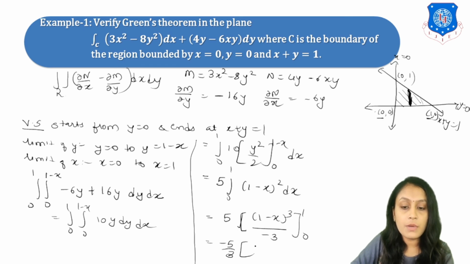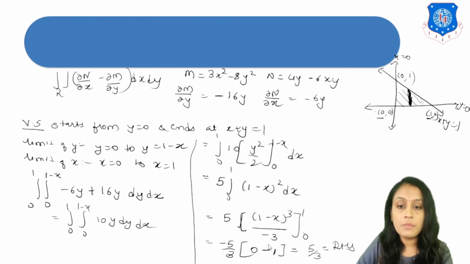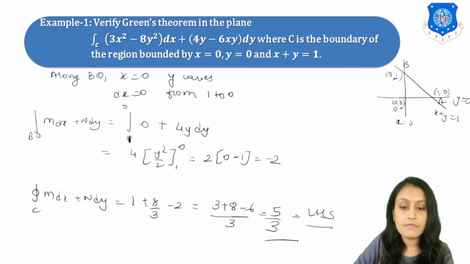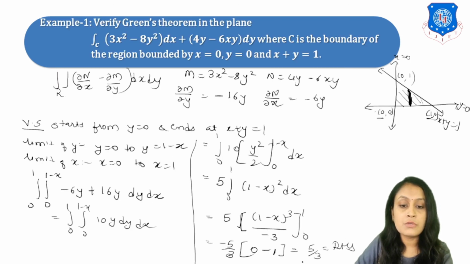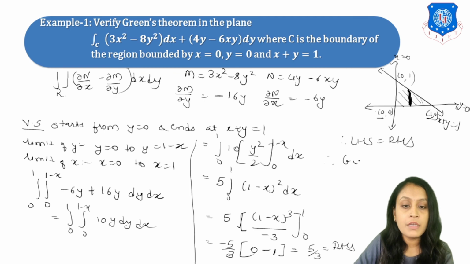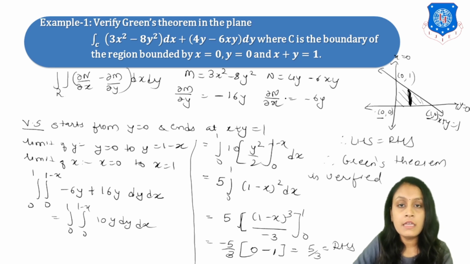Substitute the upper limit, so 1 minus 1 will give you 0, minus substitute the lower limit, so it will give you 1. Simplify this, so your final answer is what? 5 by 3, and this is your RHS. Okay, now previously we have proved LHS is 5 by 3 and RHS is also 5 by 3. So therefore we can say that LHS is equal to RHS, and therefore Green's theorem is verified. Okay, so in this way we have to verify Green's theorem.